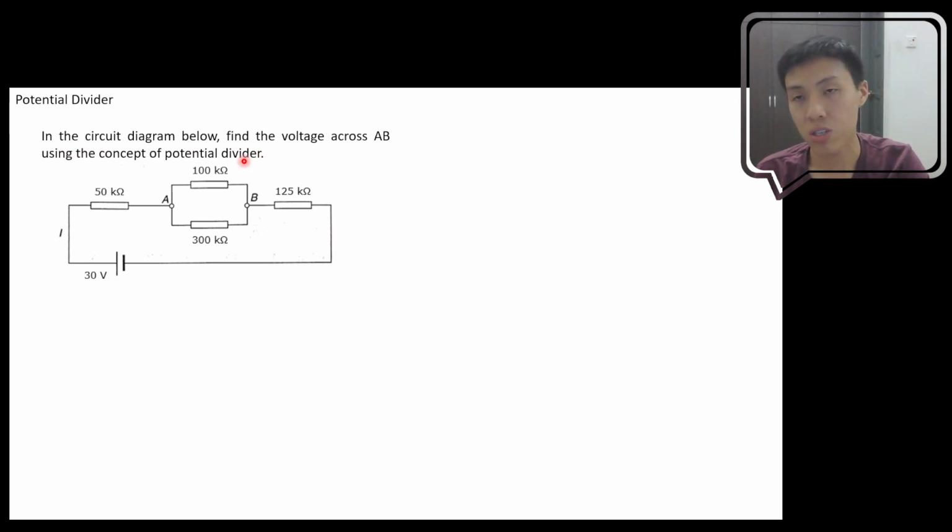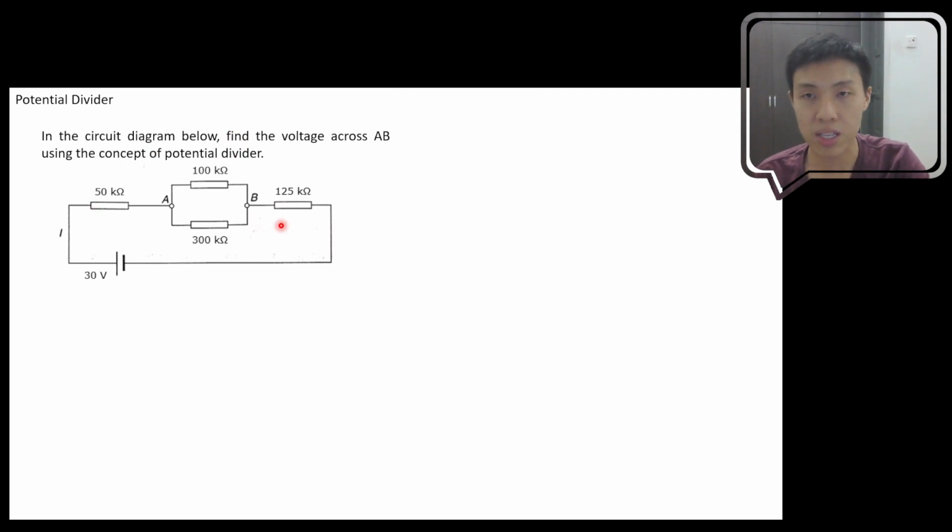So we want to use the concept of potential divider to solve this problem, but we know that potential divider can only be used in a series circuit, but what we have here is not really a series circuit. So what we need to do now is to arrange or manipulate the circuit so that it becomes a series circuit first, then only we can start to apply the concept of potential divider.